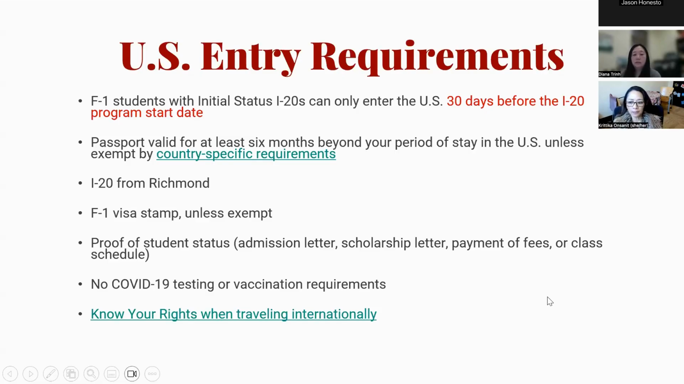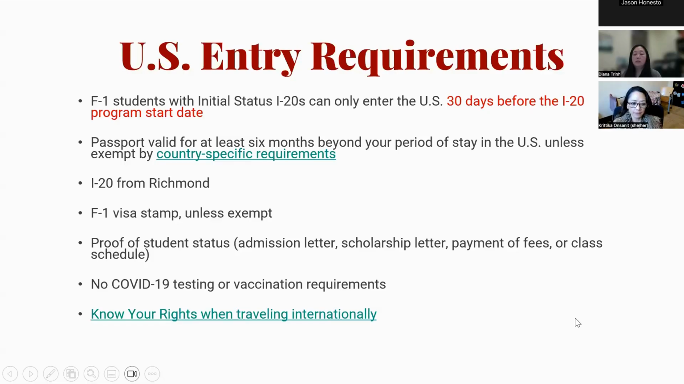You would need that I-20 from Richmond. Even if you're a citizen of Canada or Bermuda and you don't need the visa stamp, again, you still need the I-20 from Richmond. You also need the F1 visa stamp, unless you're exempt from that requirement. We recommend that you carry proof of your student status. That could be your admission letter, your scholarship letter, your class schedule for the fall, or your payment of fees for the fall. You don't need to bring all of those documents. I would just bring one.